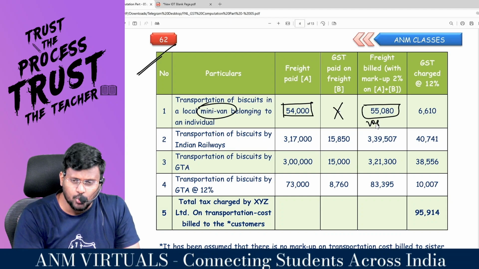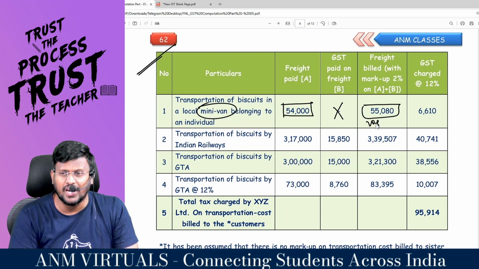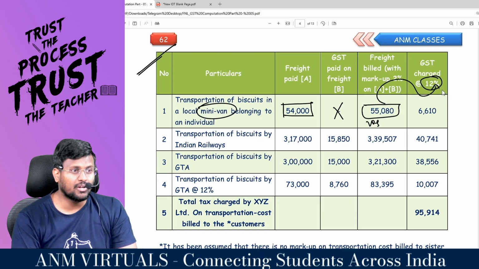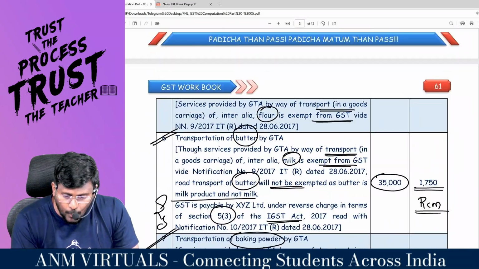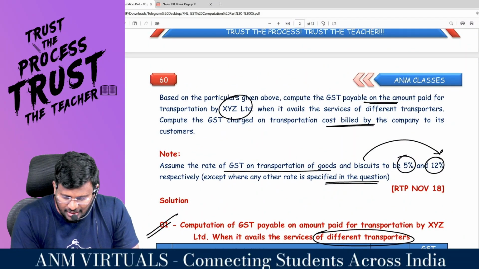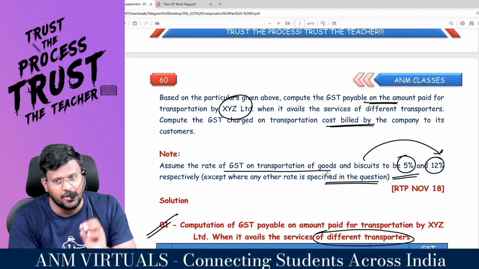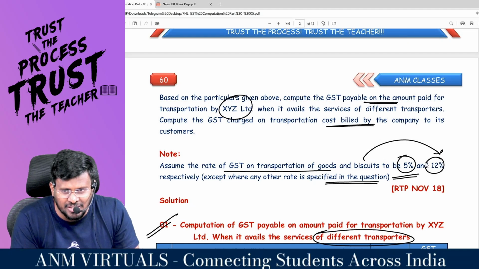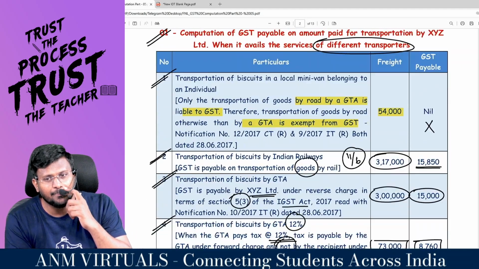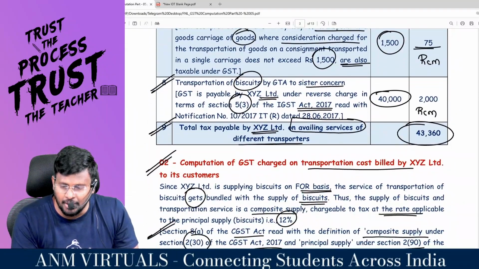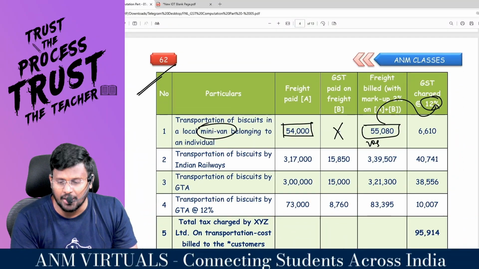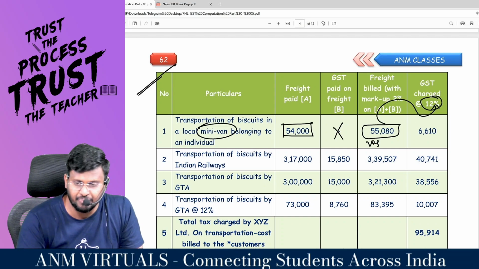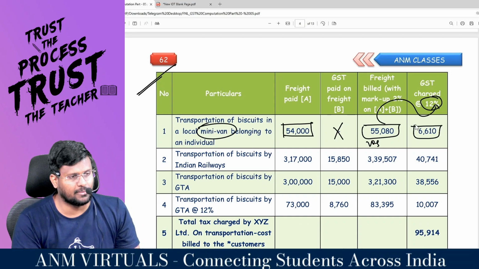So calculate 54,000 into 102%, which comes to 55,000, and on this we are supposed to collect 12%. Why 12%? The question said that for transportation of goods it is only 5%, but for biscuits it is 12%. Since it is a composite supply, the tax rate of the principal supply will be applicable. So even for that, we are supposed to collect 12%. So 6,610 is the GST to be collected.